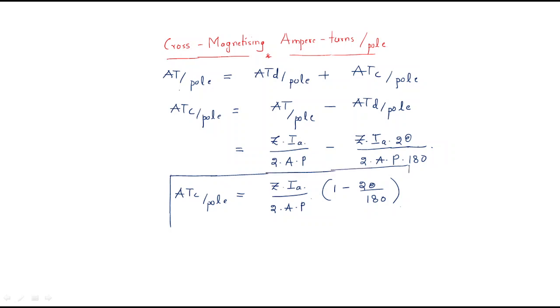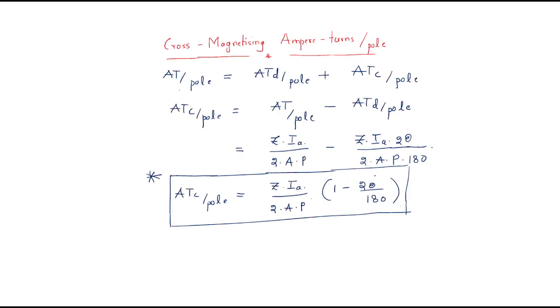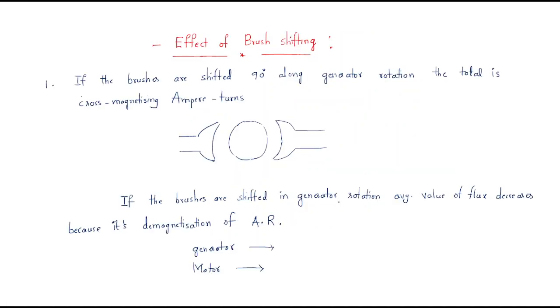These are very, very important formulas. That is, the demagnetizing ampere turns per pole, we get as 2 theta by 180. The cross magnetizing ampere turns per pole, we get as 1 minus 2 theta by 180. Next, we will again discuss some more points related to the effect of brush shifting.